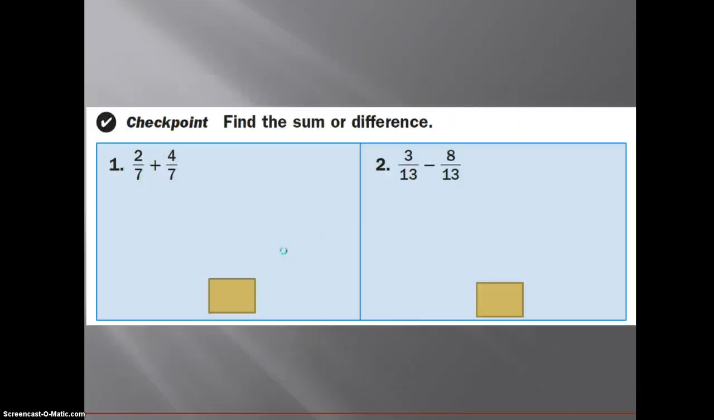Please pause the video and find the sum or difference of number 1 and number 2. For number 1, you do 2 plus 4 over 7, which is 6 over 7. Number 2, 3 minus 8 over 13, which is negative 5 over 13.